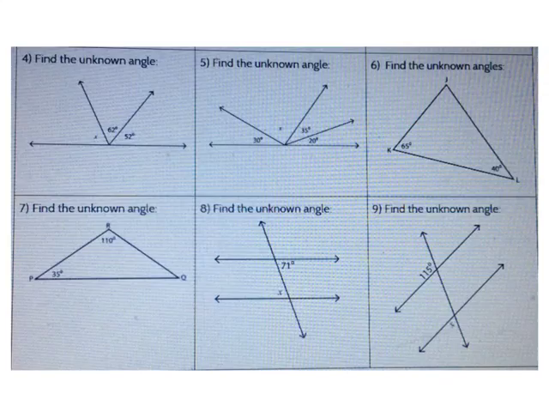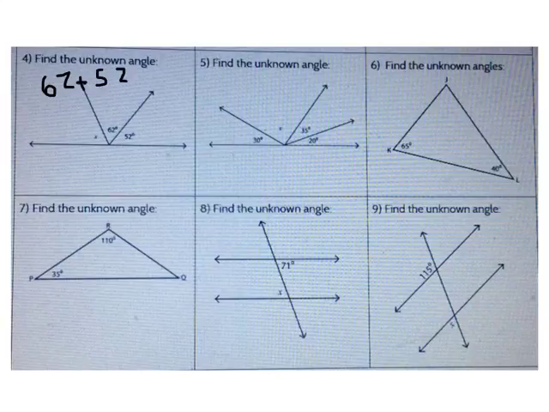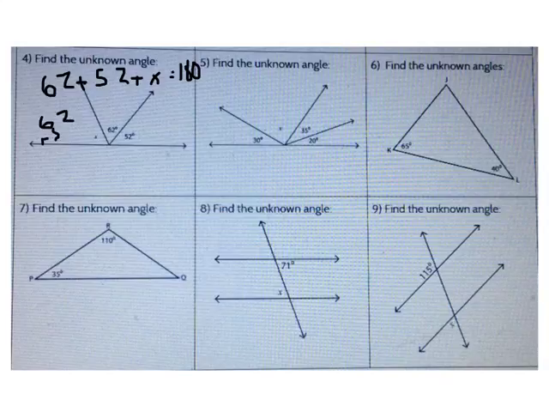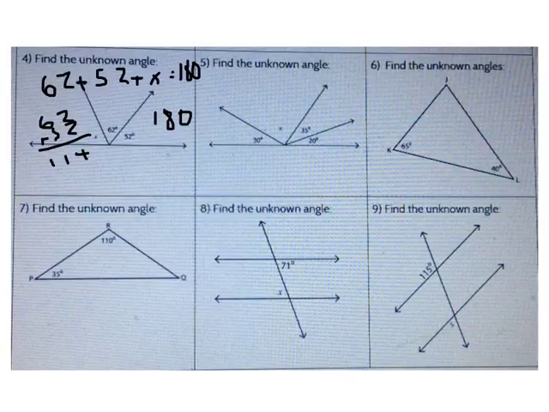Remember that all of the angles on a straight line add up to 180 degrees. So for number 4, 62 plus 52 plus x equals 180. I need to start by adding 62 plus 52. What's 62 plus 52? It's 114. Now I can subtract from 180 to find the missing angle measure. What's 180 minus 114?